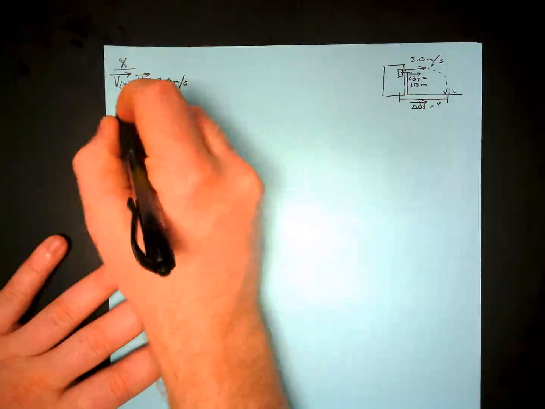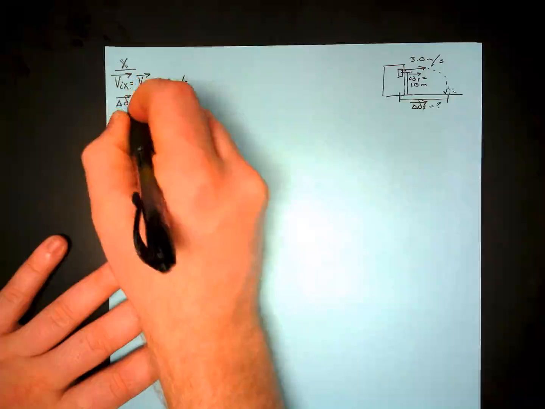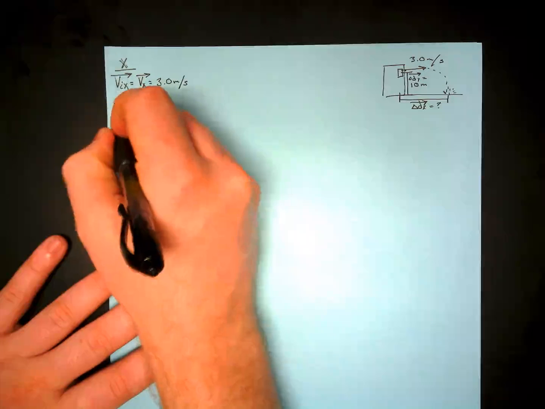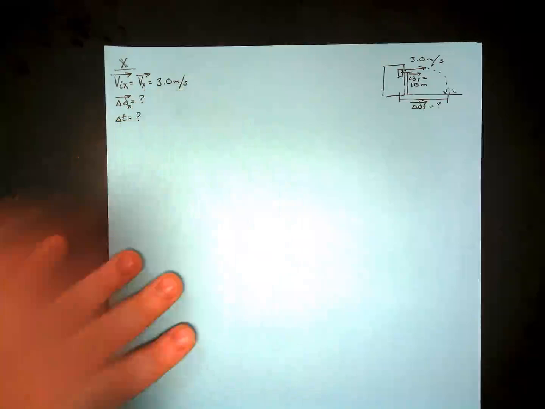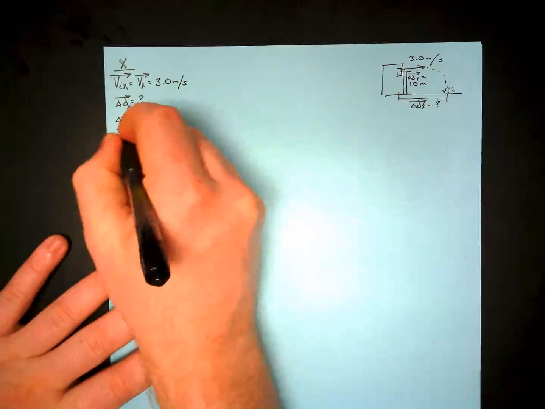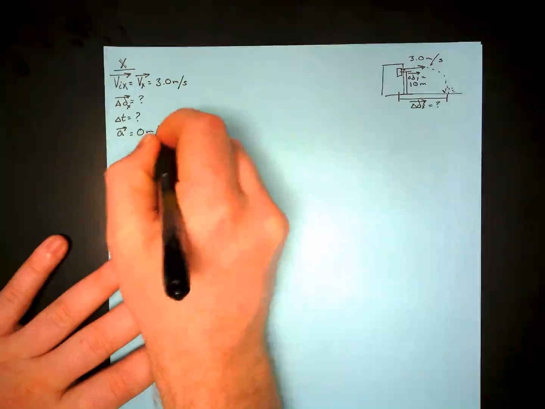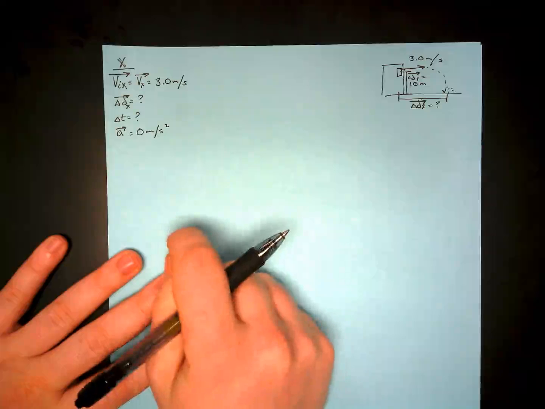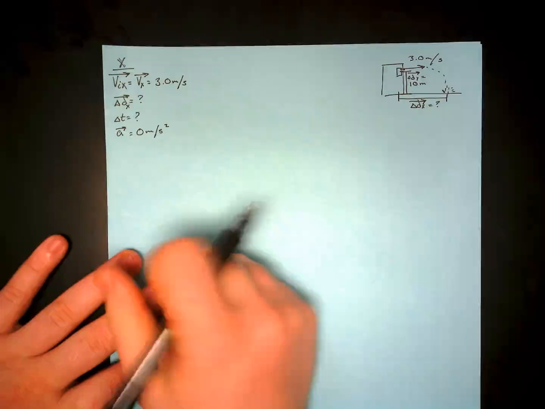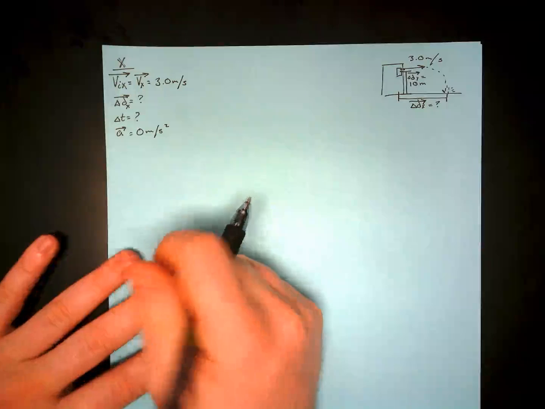We are trying to solve for the range. We don't know that yet. We're also trying to solve for time, which we don't know yet. And we can say that acceleration for this is 0 meters per second squared. There is no acceleration, so we remind ourselves of that. That's all we have for the x.